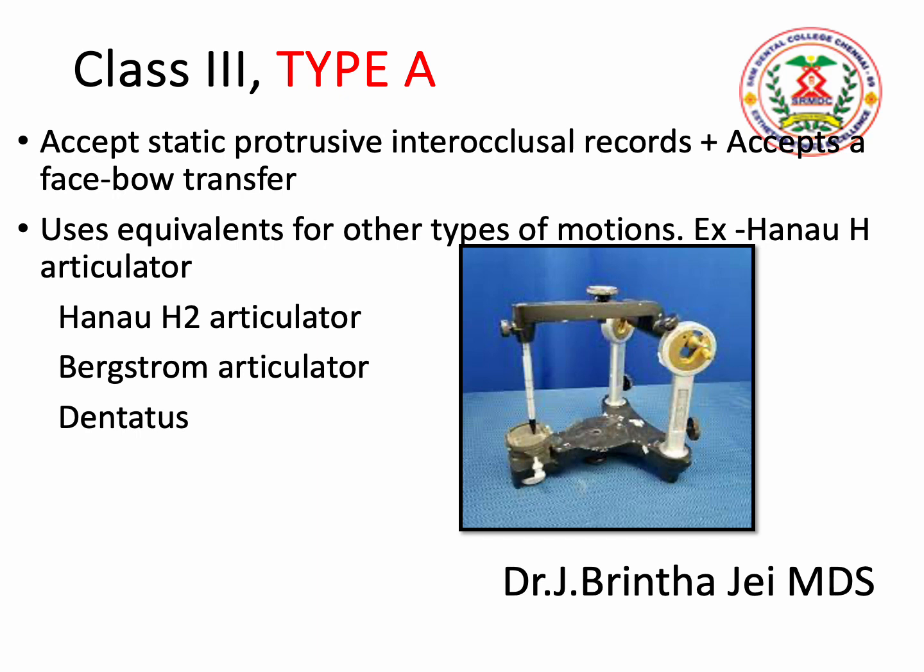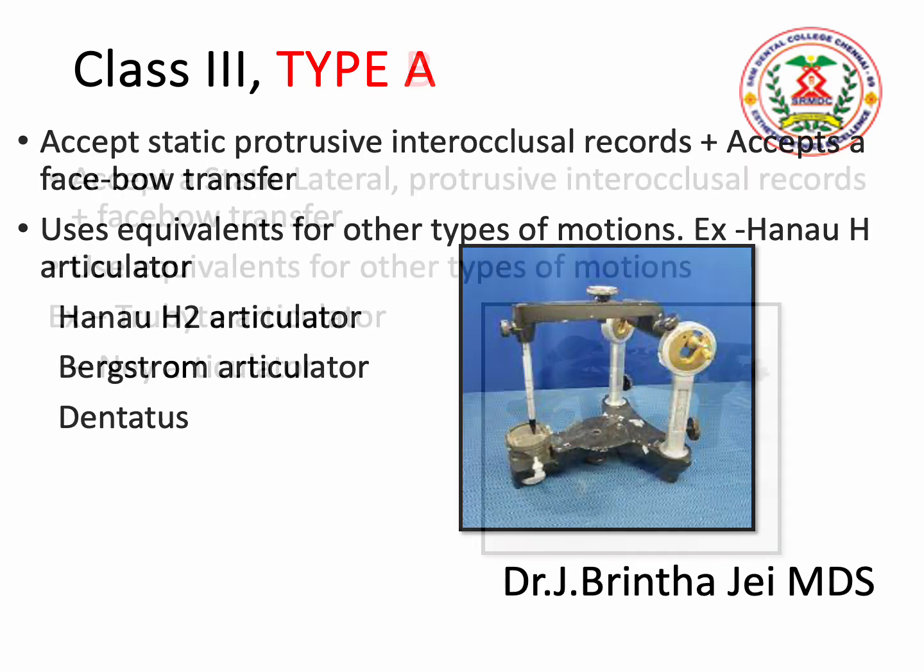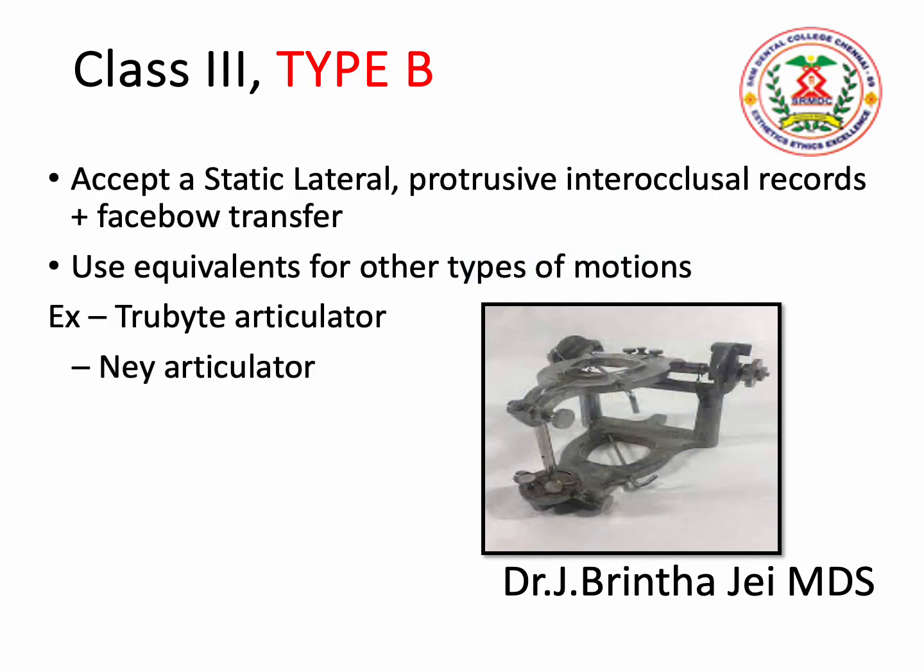Under this class 3, first is the type A. They will accept the static protrusive interocclusal record, and also they will accept the facebow transfer, and they will use the equivalents for other types of motion. Examples: Hanna articulator, Hanna H2, Breckstrom, Dentatus articulator. Under class 3, the second type is the type B. They will accept the static lateral protrusive interocclusal record. They will accept the facebow transfer and also use the equivalents for other types of motion. Examples: knee articulator and true bite articulator.